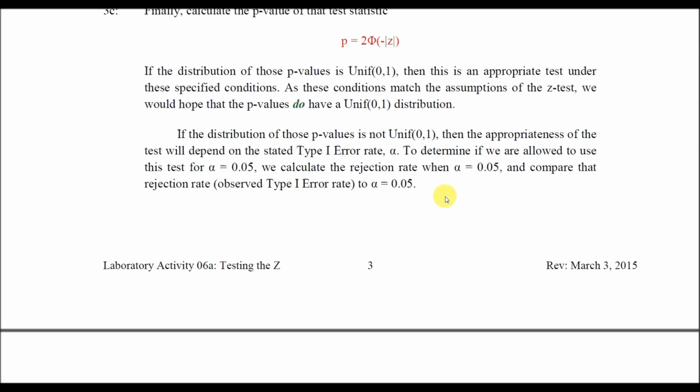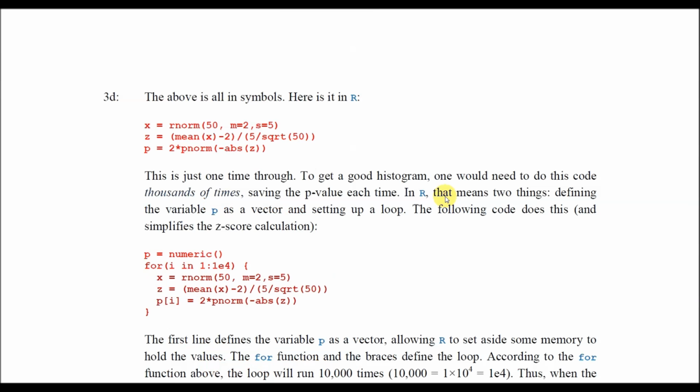And to determine if we're allowed to use the test for a specific value of alpha, specifically alpha equals 0.05, we'll just calculate the rejection rate at that single alpha value. And if that rejection rate at that single alpha value is alpha, then we can use the test with that alpha. So that's what it is in symbols.